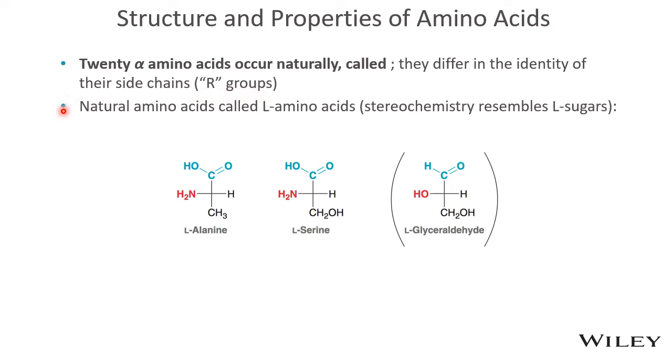Now, all of the natural amino acids are L amino acids, and that's because their stereochemistry resembles L sugars, similar to glyceraldehyde, where the OH is on the left-hand side. So recall in the carbohydrates lecture that an L configuration corresponds to the S configuration at the chiral center.